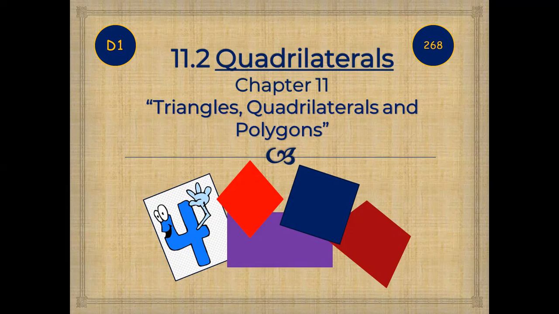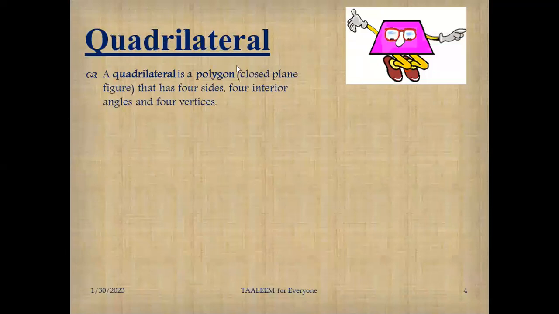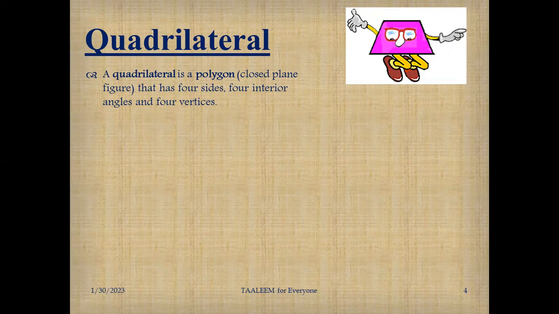Here is the topic, quadrilateral. A quadrilateral is a polygon, a closed plane figure. In the video lecture of triangles and types, I have discussed the word polygon. Basically, polygon means a plane closed figure that is made up of three or more than three sides. So a quadrilateral is a type of polygon that has four sides, four interior angles, and four vertices. Quad means four, and lateral means side, a four-sided figure.